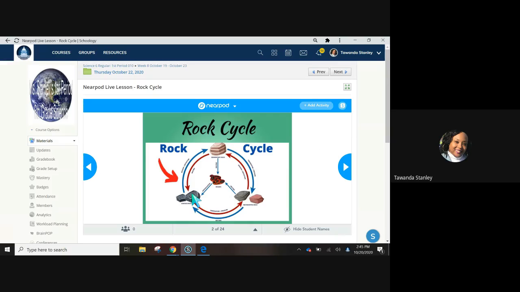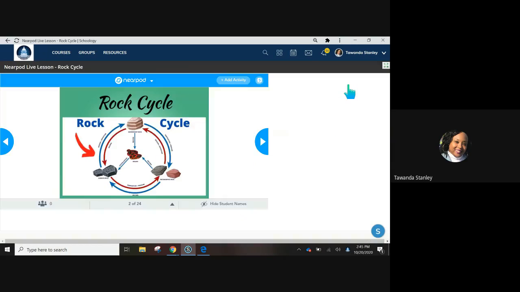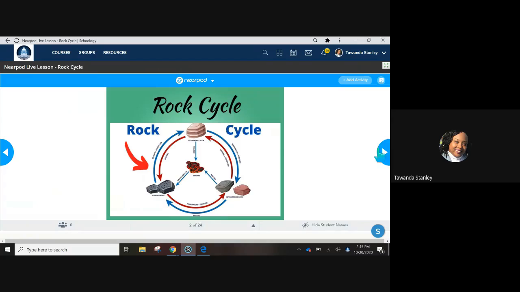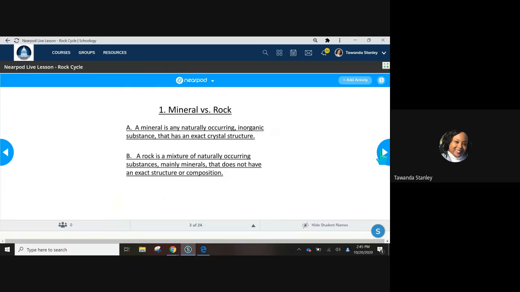One of the things you're going to need to do is make sure you have your science notebooks out so you can take notes. Again, this is me recording, talking about the rock cycle today. All right. Before we jump into the rock cycle, one of the first things we're going to have to talk about is what is a mineral versus a rock.